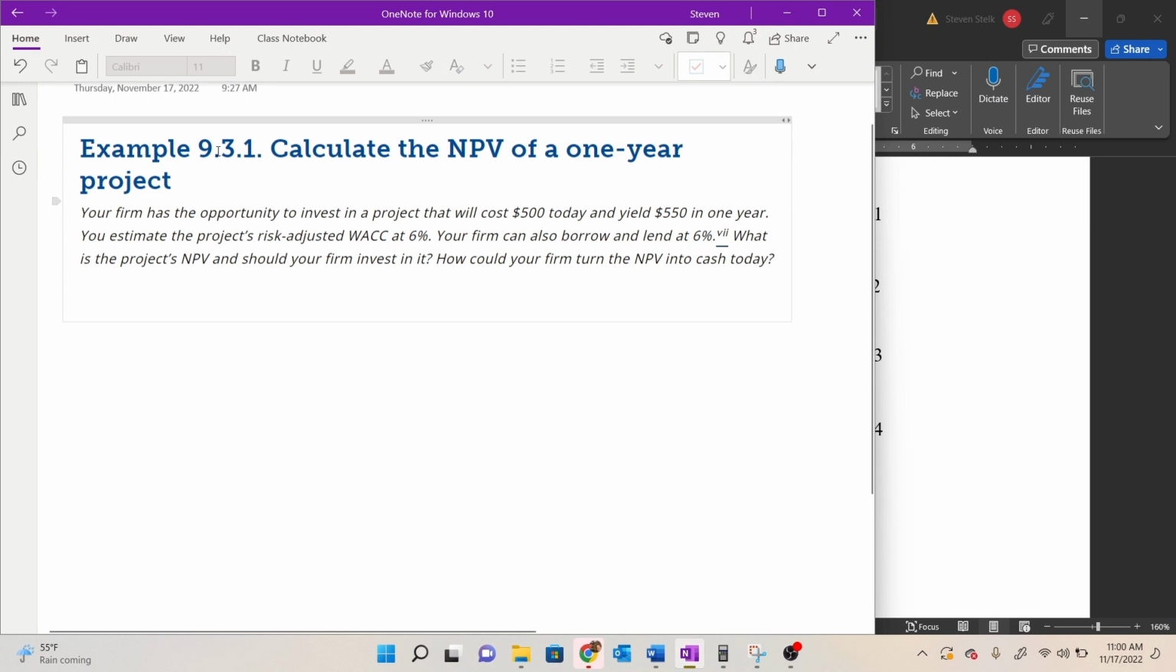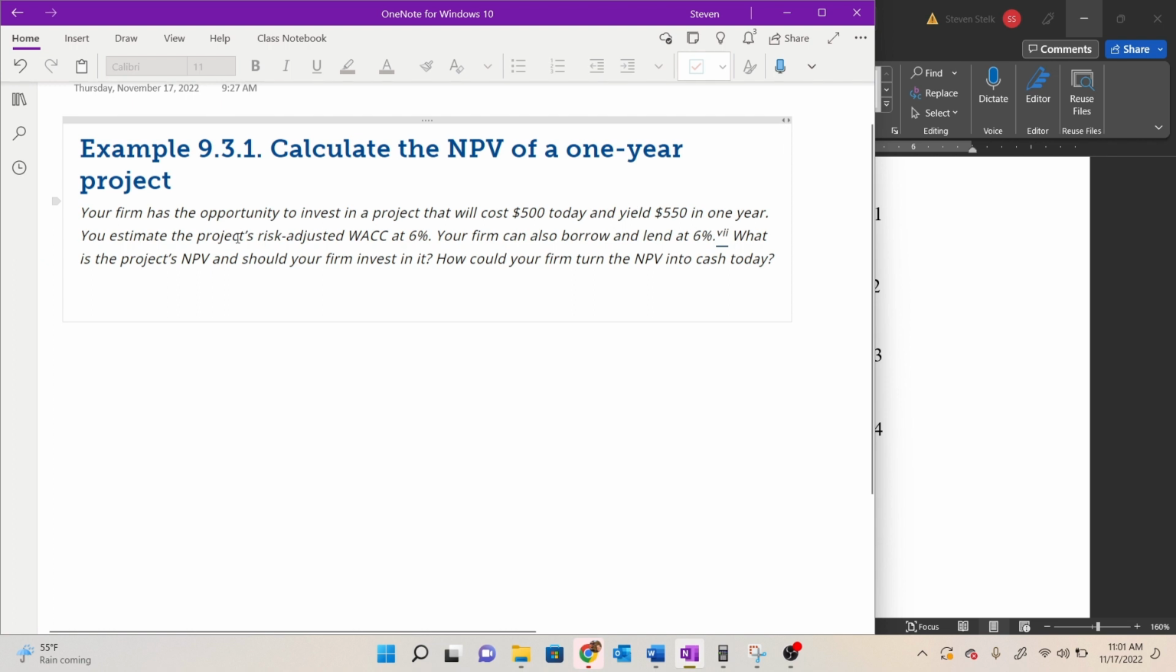Example 9.3.1. Calculate the NPV, or net present value, of a one-year project. All right, so the setup for this one is your firm has the opportunity to invest in a project that will cost $500 today and yield $550 in 1 year.